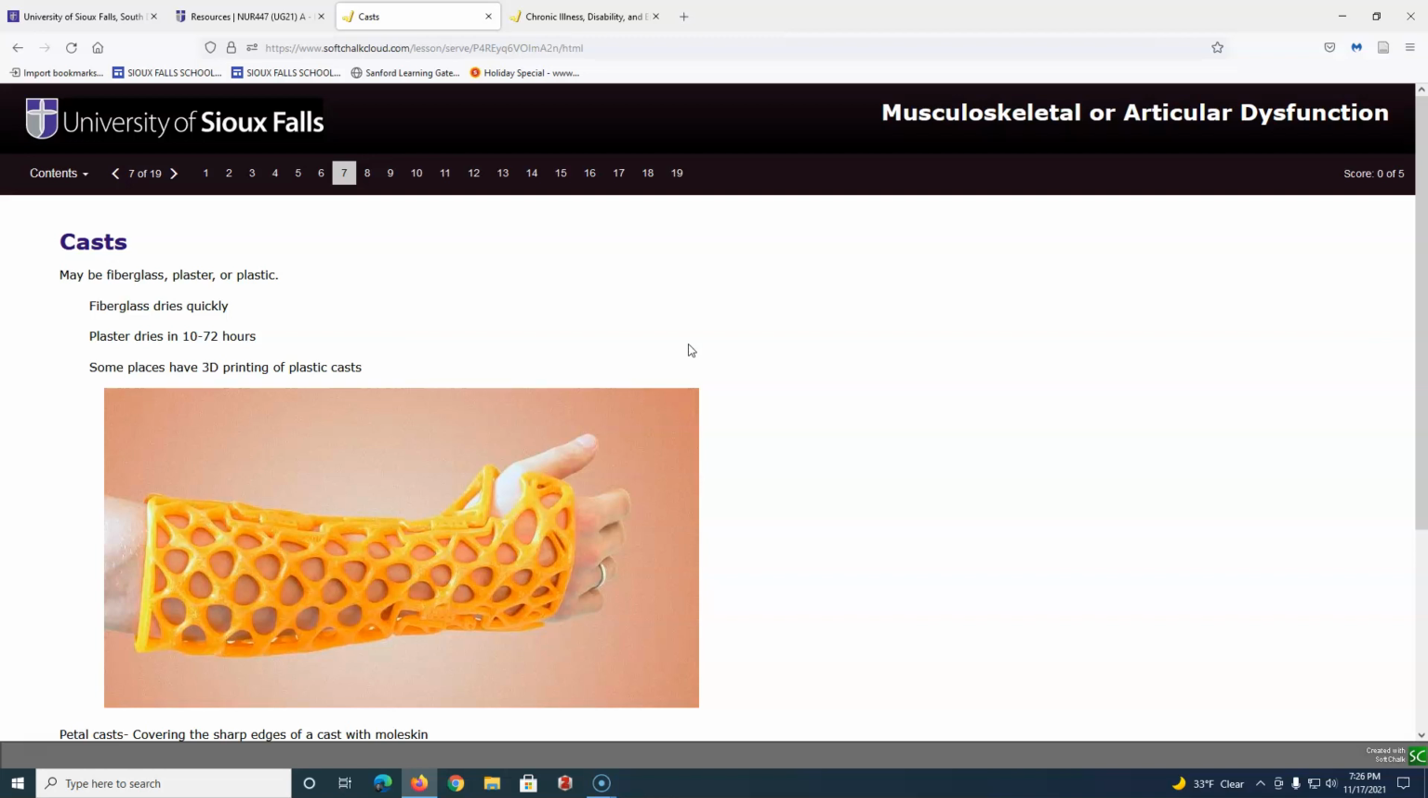Casting. Casts can be lots of different things. We can make it out of fiberglass, plaster, or plastic. Some advantages for fiberglass is that it's lighter weight by a little bit. It dries quickly. It hardens quickly. It does create some sharp edges, which is kind of a negative thing with this. A positive thing, maybe in the pediatric realm, is that it comes in different colors. And so we can have some fun with that.